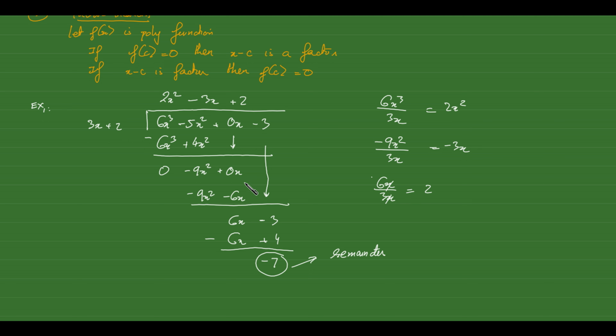Just go ahead and ignore it. Then, because the remainder is -7, the quotient over here is not a factor. I just keep saying remainder. This is not a factor. This is also not a factor. Okay, it's not a factor over here.